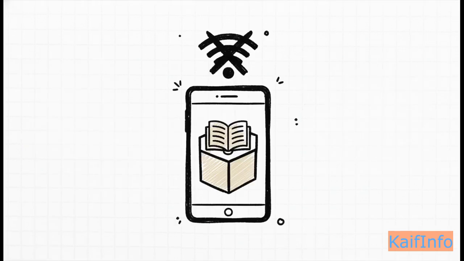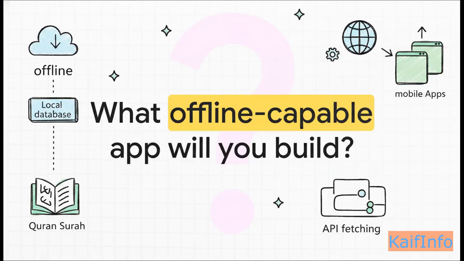Offline capable application. The culmination of this entire specific workflow is a robust offline capable application. Because the data is now resting comfortably and securely on the device itself, the application is fundamentally transformed. It survives network drops, it no longer relies on a live internet connection, and it acts as a resilient tool that can be accessed absolutely anywhere. What kind of offline app will you build next with these tools?